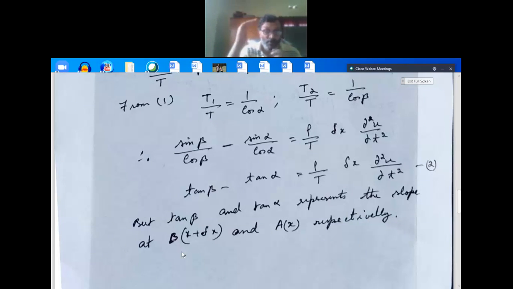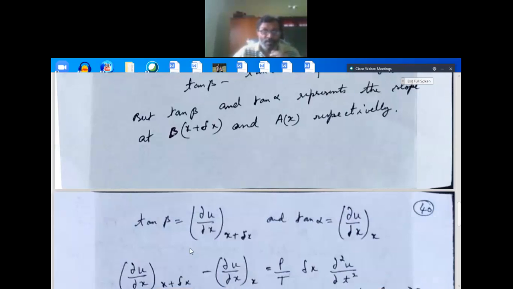B is a little above A, so the difference between them is delta x. So tan beta and tan alpha represent the slope at B, which is x plus delta x, and at A, which is x, respectively. Okay, now tan beta and tan alpha are the slopes.